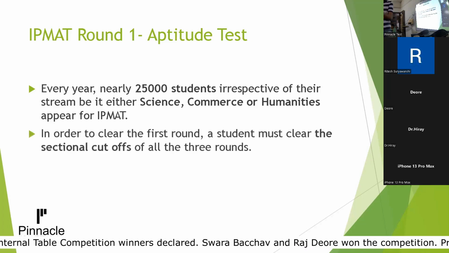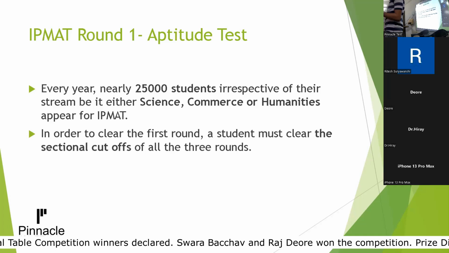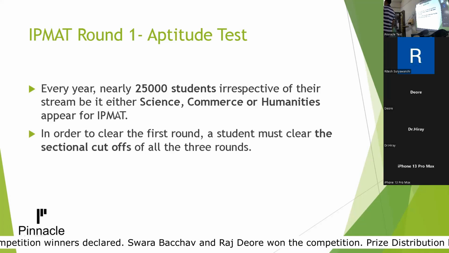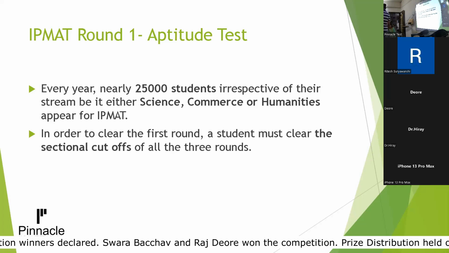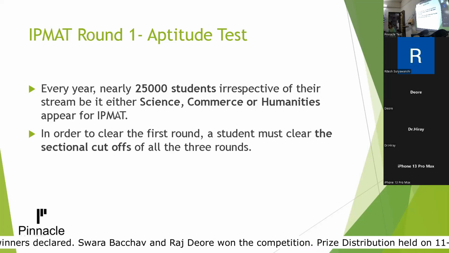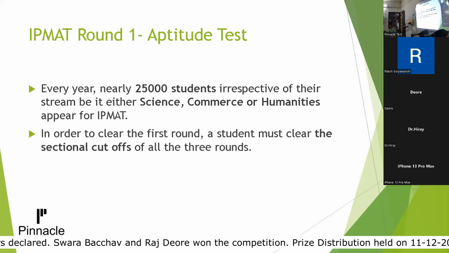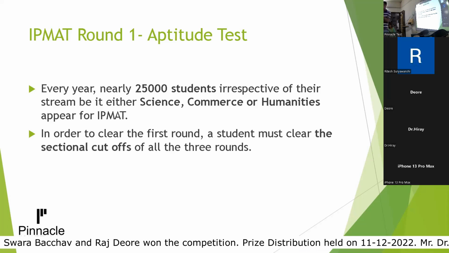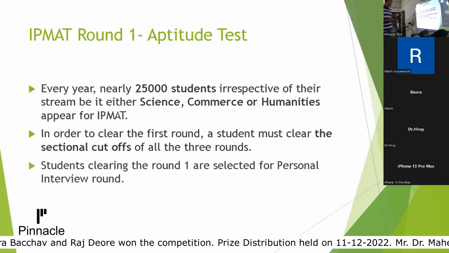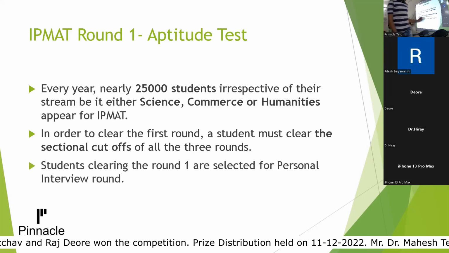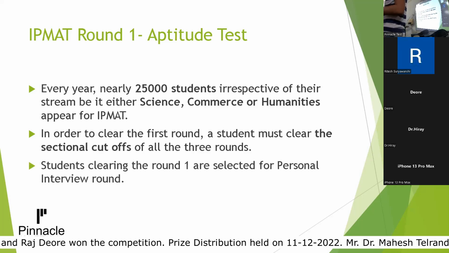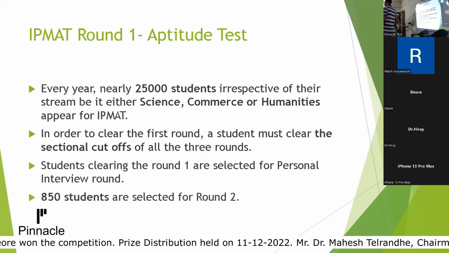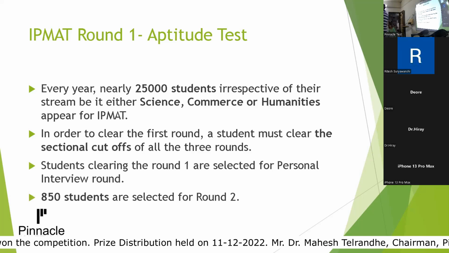In order to clear the first round, one most important thing is that you need to clear the section cutoff. Every section has a particular cutoff and you need to clear it so that you can qualify for the second round. And it's not just that you clear and get away, but you need to score well in each section so that weightage is also taken into consideration. That is another process; I'll talk about it later. But once you clear round 1, you've got one thing done. Now you can move forward for the personal interview. Generally the top 850 to 900 students are selected for the second round.